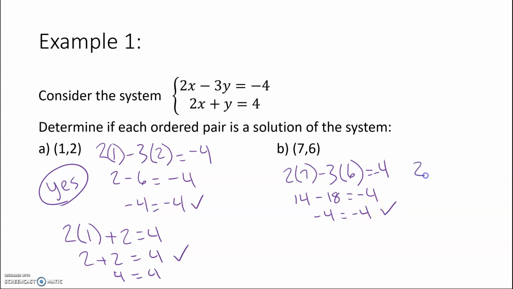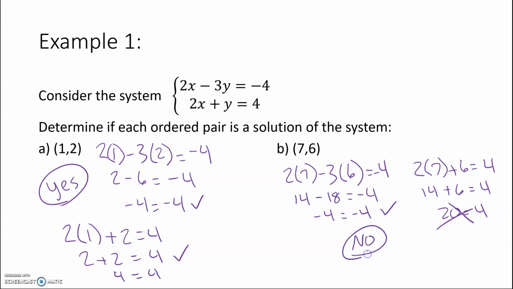And last but not least, 2 times 7 plus 6 should equal 4. 14 plus 6 should equal 4. And here you get 20 equals 4. So it is not a solution for the second equation. So 7, 6 would not be a solution for your system of equations.